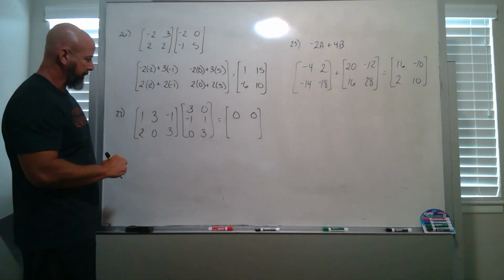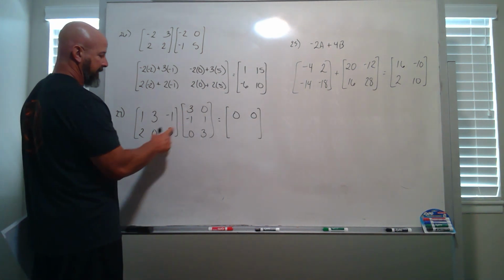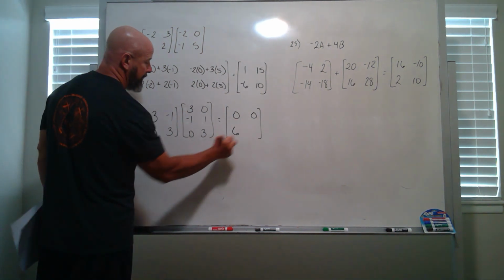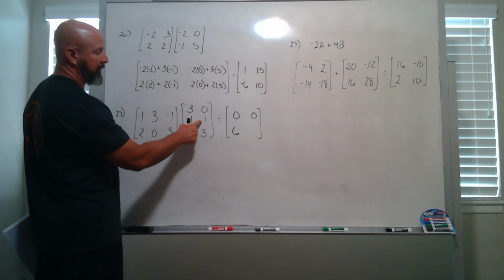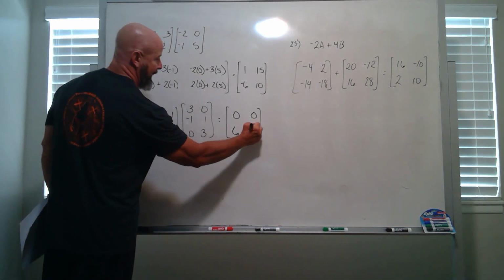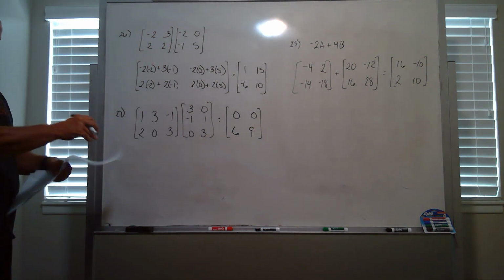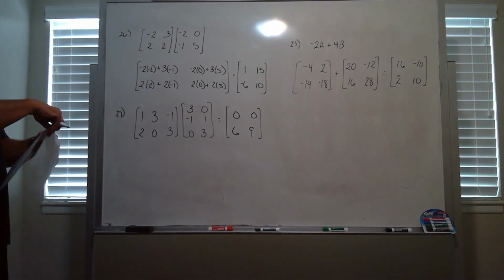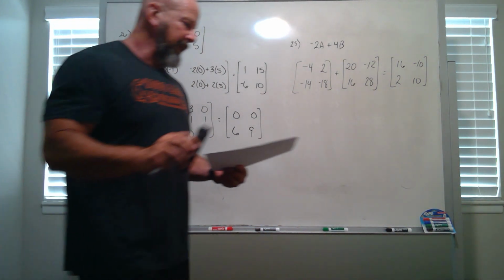2 times 3 is 6. That's 0. That's 0. So 6. 2 times 0 is 0. 0 times 1 is 0. 3 times 3 is 9. Giving me that answer for 27. The last multiplying one here, 28.